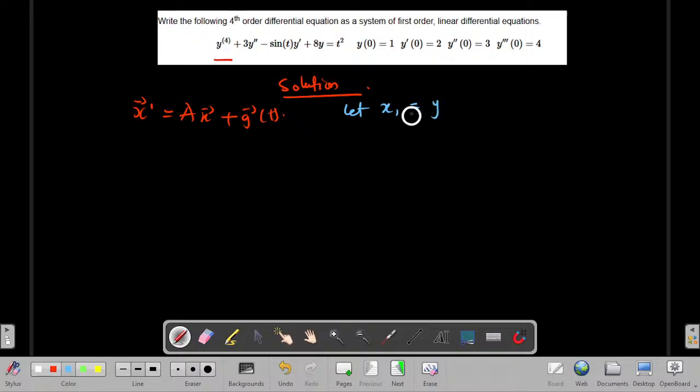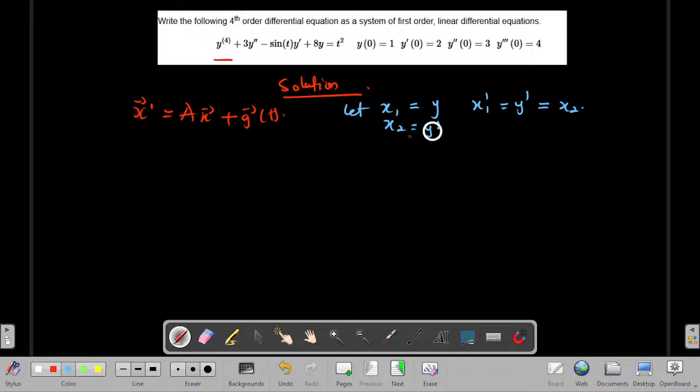Then again, if I differentiate both sides, what do I get? I get x1 prime is equal to y prime. Is that not it? Yes, so this is my first differential. When I differentiate it this way, I will equate this to x2. So now I can say that my x2 will be equal to y prime. And this is another equation. So the first one is my first equation. This becomes my second equation.